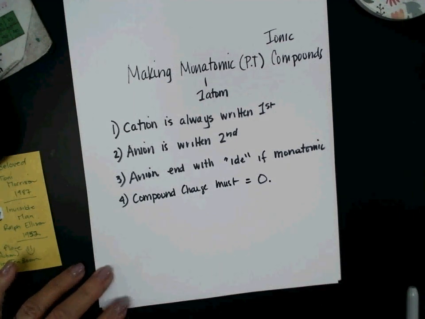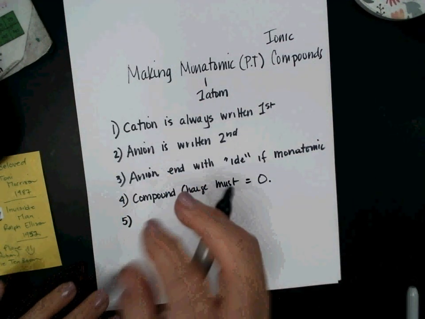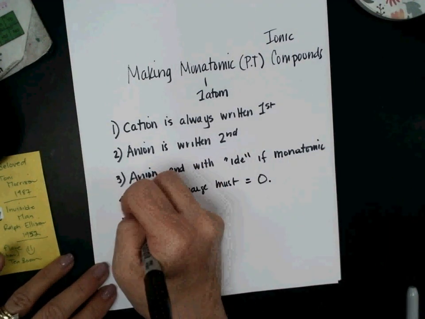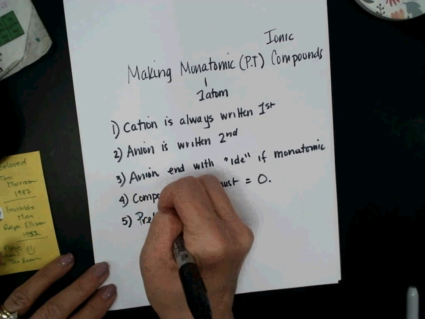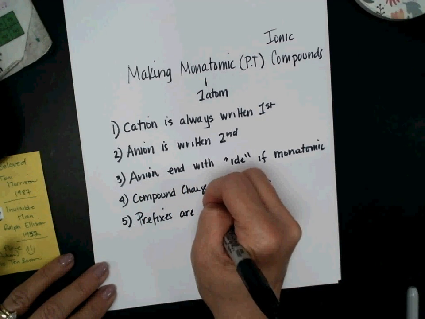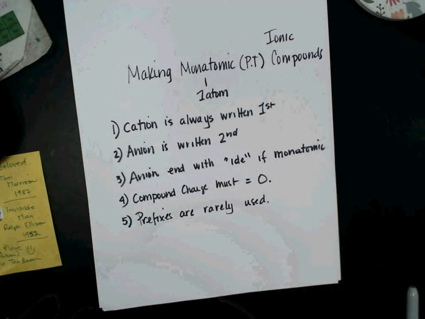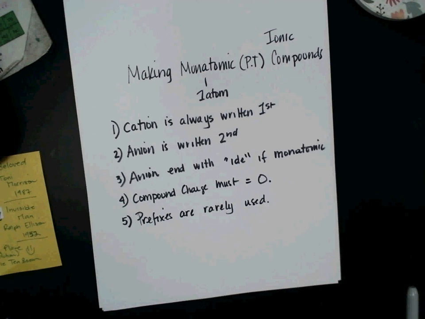Now, I'm going to add number 5, and there are a few instances where it's going to show up, but I'm going to say prefixes are rarely used. Now think about that. In our covalent compounds, we use all kinds of prefixes. So it's another way to tell them apart. Rarely would you see a prefix in an ionic compound. I'm going to do nothing with this to try to trick you. So if you see a prefix, you should key in right away. Oh, that's a covalent compound.